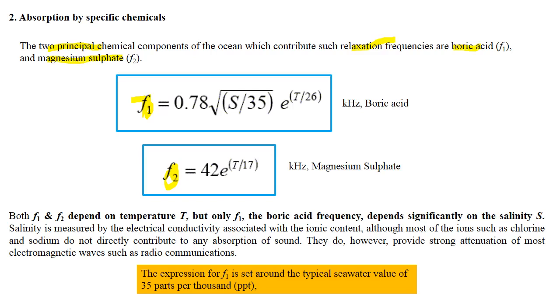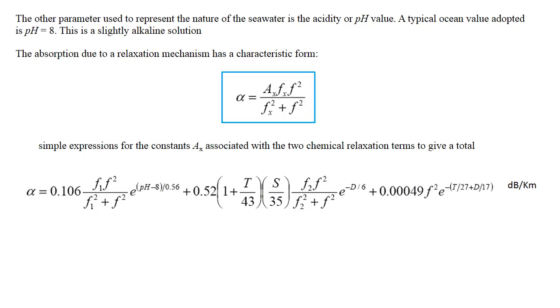The expression for F1 is set around the typical seawater value of 35 parts per thousand, ppt. The other parameter used to represent the nature of the seawater is the acidity or pH value. A typical ocean value adopted is pH equal to 8. Since pH is greater than 7, the seawater is a slightly alkaline solution.